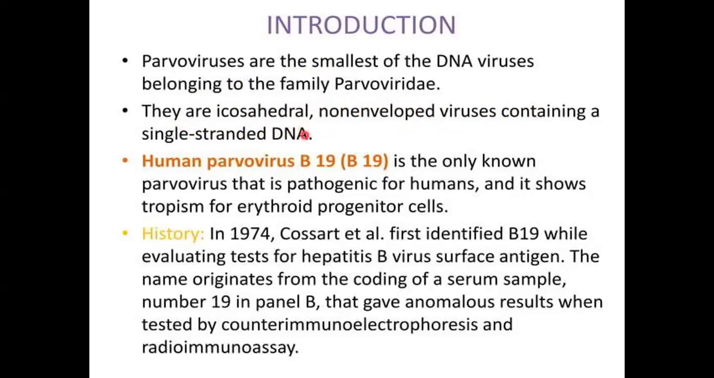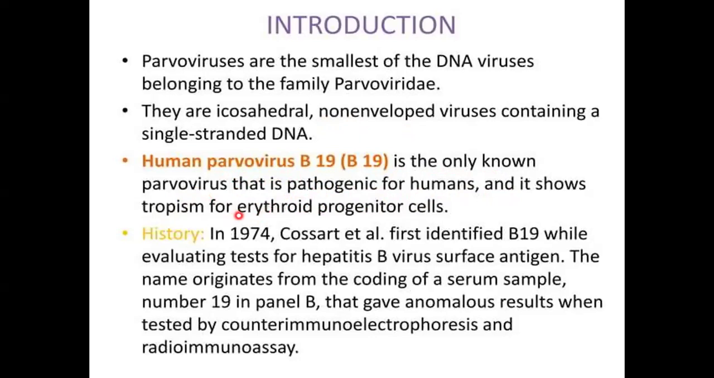You'll notice this is the only single-stranded DNA virus. The rest are double-stranded. And then we have hepadnaviruses, which is hepatitis B, which is partially double-stranded, so take note of that. Human parvovirus B19 is the only known parvovirus that is pathogenic for humans, and it shows tropism for erythroid progenitor cells. I'm going to explain what this statement means as we continue.